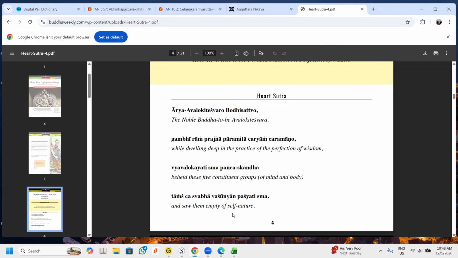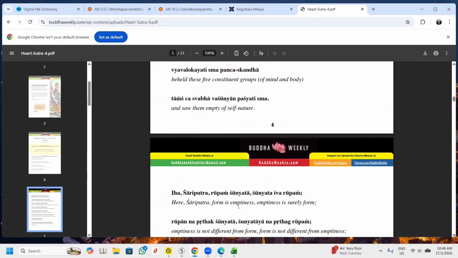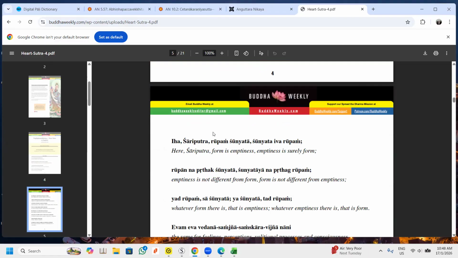You see, the five aggregates are empty. Technically it is talking about either the five aggregates or the six, empty of self. So normally we use this as a self. At the end of the day, you move it to here.